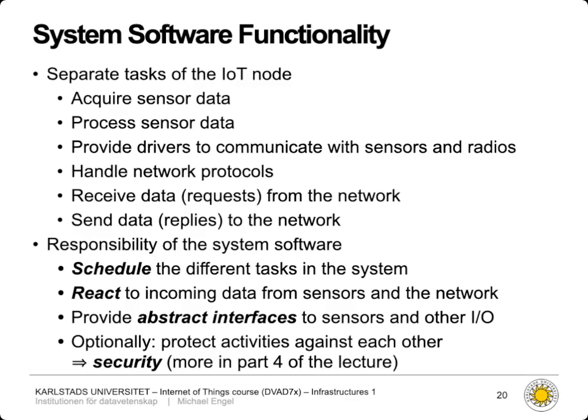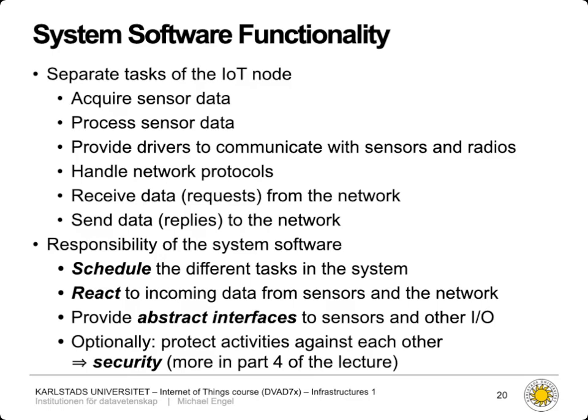So your system software, of course, you can build IoT nodes without any system software by hand, which is what we call bare metal programming. But using some sort of system software makes life quite a bit easier because it helps you doing tasks. This system software running on your IoT node is responsible for scheduling the different tasks in the system, so finding an order which is useful, and also, for example, might adhere to real-time constraints in your system.